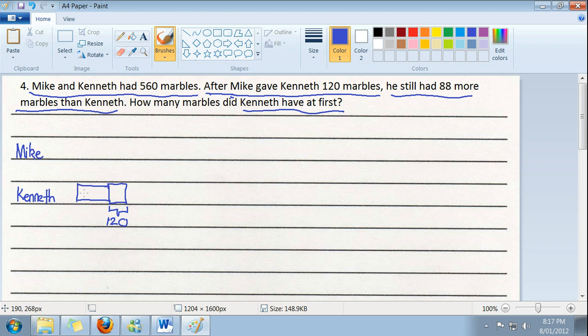Alright, this bar here represents the unknown, okay? So we know this is a certain number of marbles, but we don't know how much. But we do know that Mike gave Kenneth 120 marbles, okay? So this is how many marbles Kenneth has. He has this much plus 120, okay? So for example, if Kenneth had 4 marbles here, altogether he would have 124 marbles, alright? Now let's do Mike.